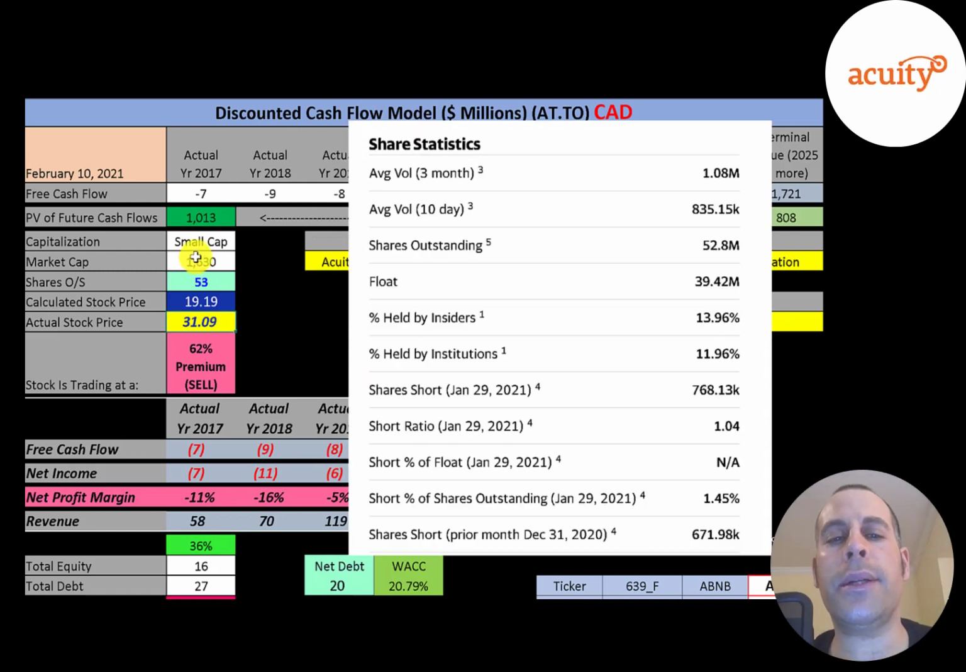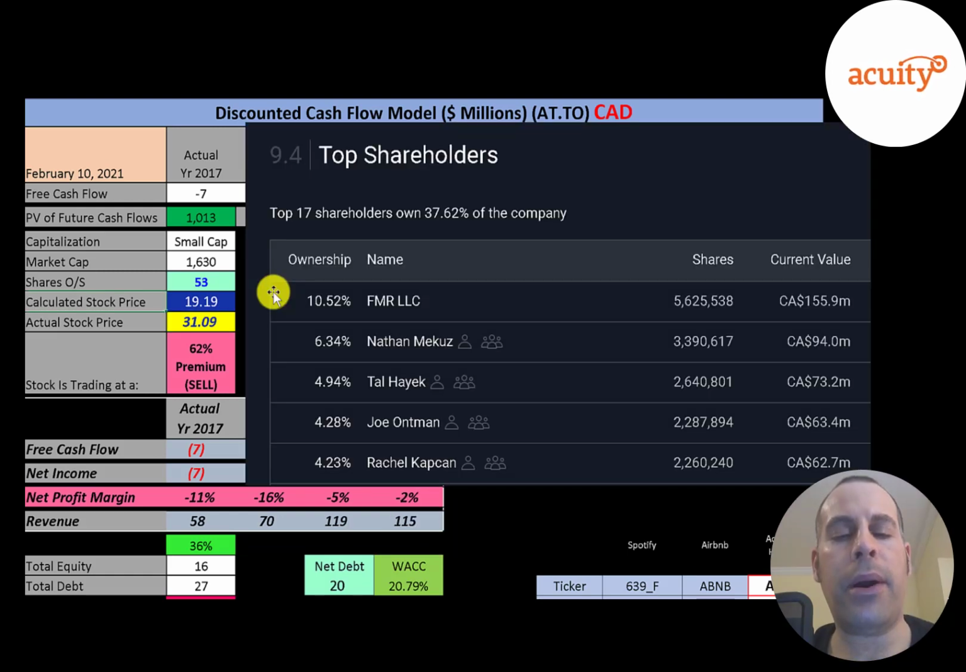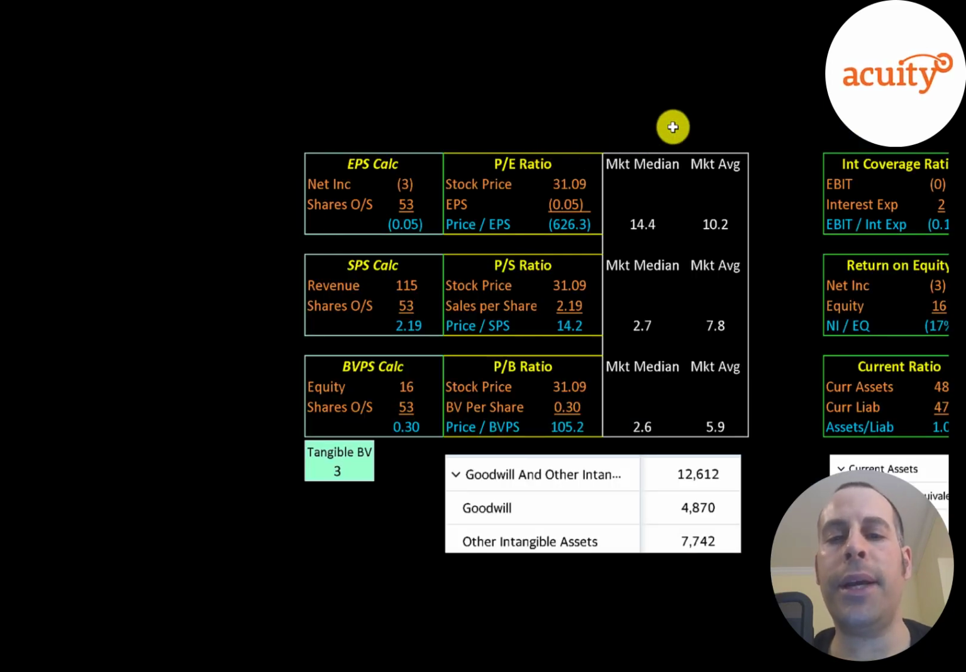About 1 million shares are traded each day on this stock, and of the 53 million shares outstanding, 31 million are on float. Only 12% are held by institutions, and 1.5% of the shares are shorted. FMR is the biggest shareholder at 10.5%, and then a bunch of individuals who are connected to the company own stock as well. Let's look at their financial ratios.